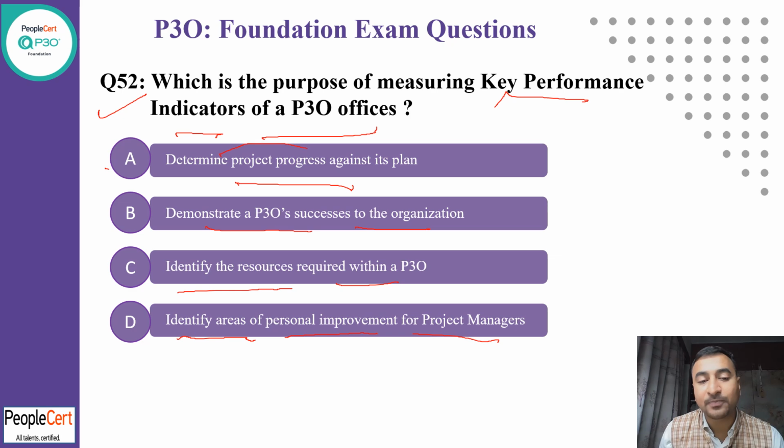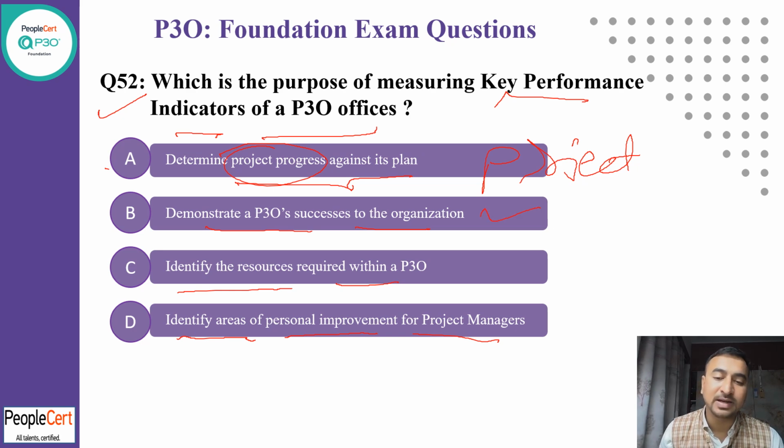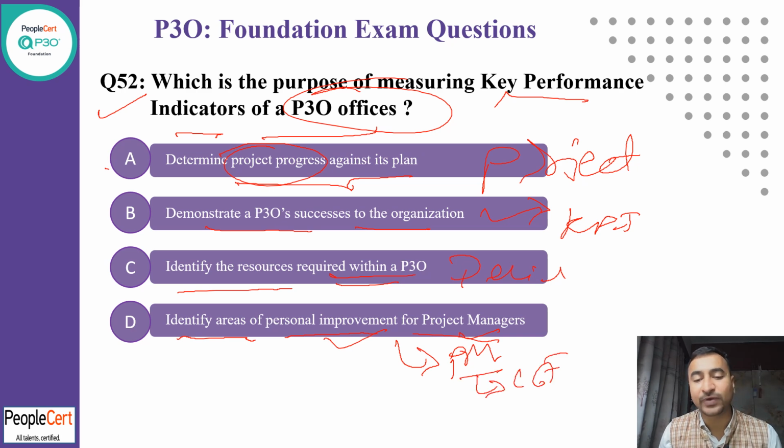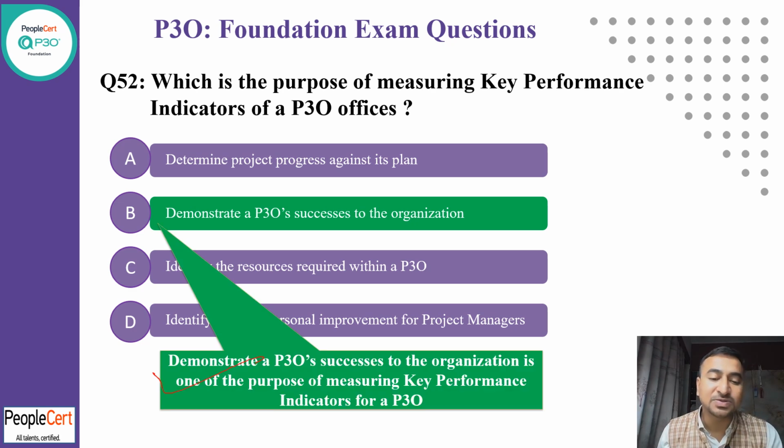Determine the project progress against the plan, it's a project level thing. Demonstrate the P3O success to the organization, let's consider that may be a good KPI at the P3O office. Identify resource required within the P3O, that should not be the KPI, that is the day-to-day activities of the delivery support function, you can do it but it's not the KPI. Identify areas of personal improvement for the project managers, again that is a project manager level thing and that can be done by the center of excellence. So I believe B would be the most correct answer here. Yes, that is. Demonstrating the P3O success to the organization is the purpose of measuring the KPIs of the P3O.